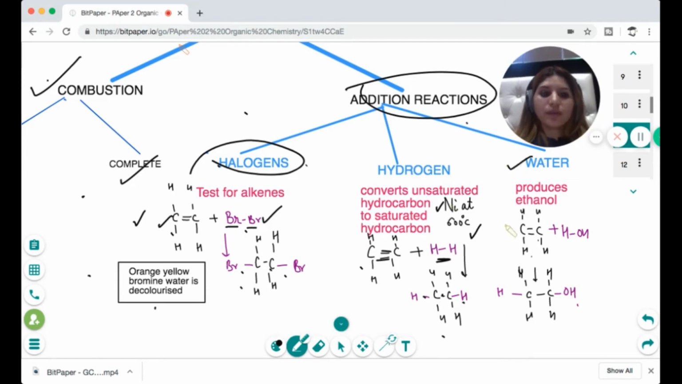For water, when you react it with water, the double bond breaks into the single bond and hydrogen goes on one side, OH goes on the other side, so ethene produces ethanol. So by addition reaction from alkene, you can get haloalkanes, you can get alkanes back, and when you use water, you can get alcohols. Okay, so these are all the reactions of alkene. Make sure you are able to write these whole reactions.